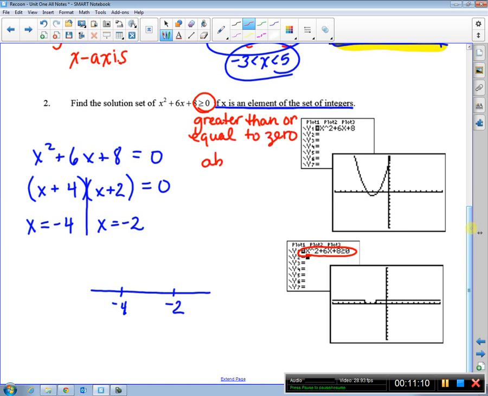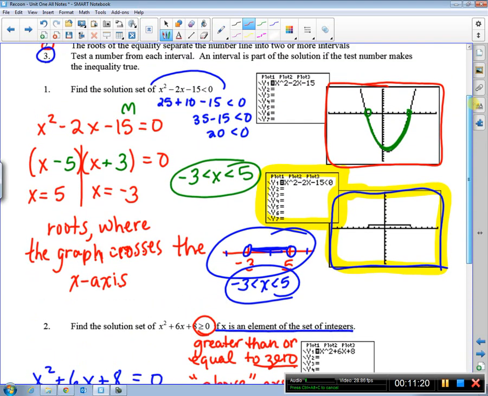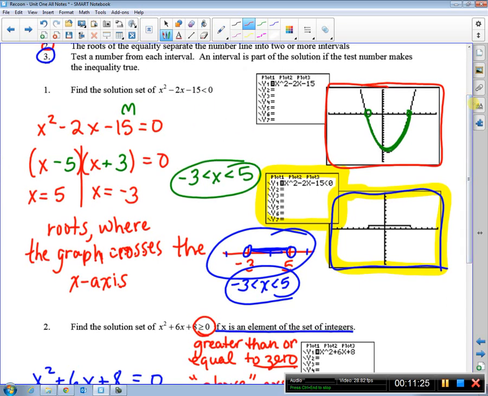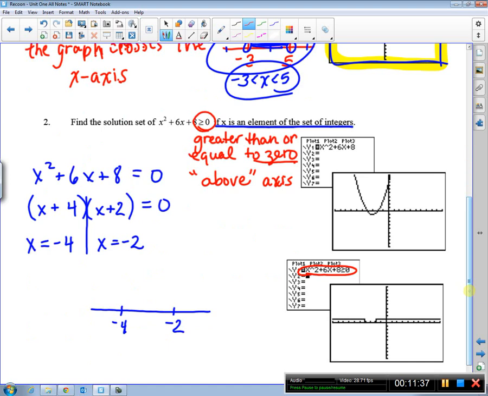So we're going to look above the axis and actually equal to the axis as well. Remember, this one was less than 0. Just comparing the two now. This was less than 0, and we looked below the axis down here to think about our number line. Here we're going to look above the axis. So if I look above the axis, then I'm shading this section here and this section here.